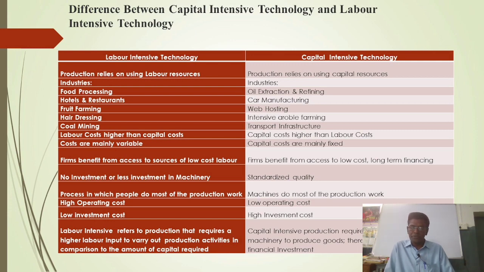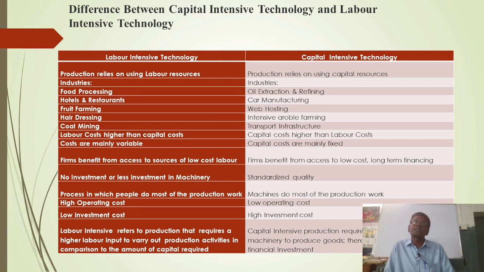Then the other difference: firms benefit from access to sources of low cost labor. In capital intensive technology, firms benefit from access to low cost long term financing, whereas in labor intensive technology, there is no investment or less investment in machinery. Whereas in capital intensive technology, standardized quality may be applied. In labor intensive technology, it is a process in which people do most of the production work, whereas in capital intensive technology, machines do most of the production work.